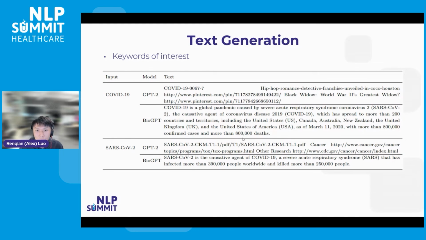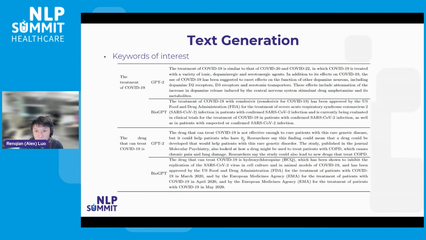We also input some keywords of interest that are popular, still are of interest now. We input COVID-19 and the virus SARS-CoV-2 into the model. Unfortunately, GPT-2 maybe lacks data, but it takes the input as some code names or whatever, and just outputs some link or file name. It does not know what this is, but BioGPT can generate some good representation for these two words.